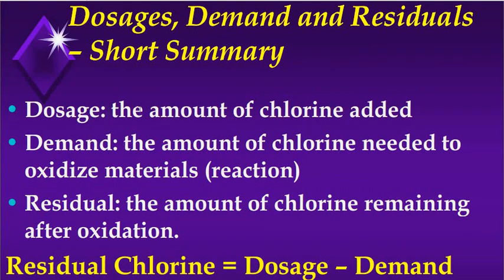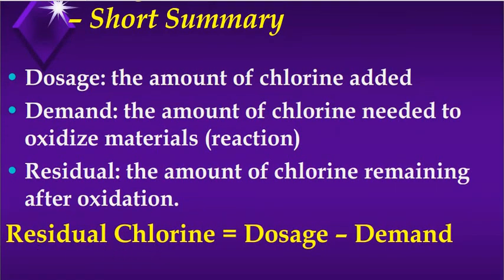That is dose. The dose means the amount of chlorine added, how much chlorine we are going to add or we have added. This is the dose of the chlorine. Now what is demand? The amount of chlorine needed to oxidize the materials, means we have to kill that material or kill the impurities which are present in the water. And the residual is the amount of chlorine remaining after the killing of bacteria or microorganisms.